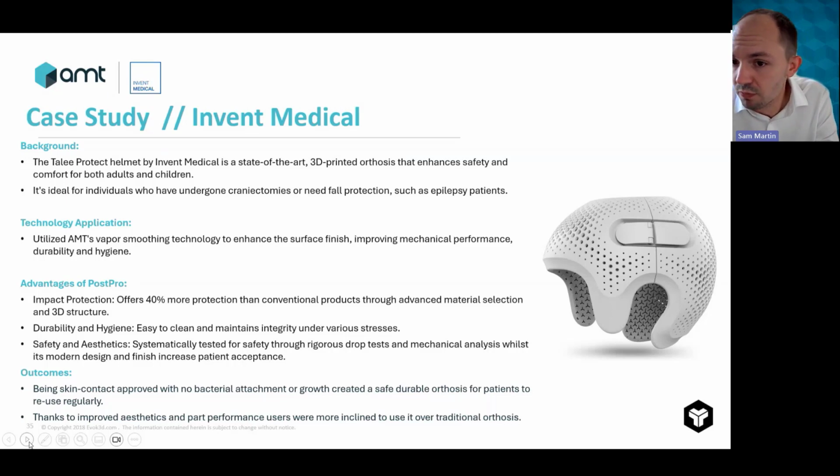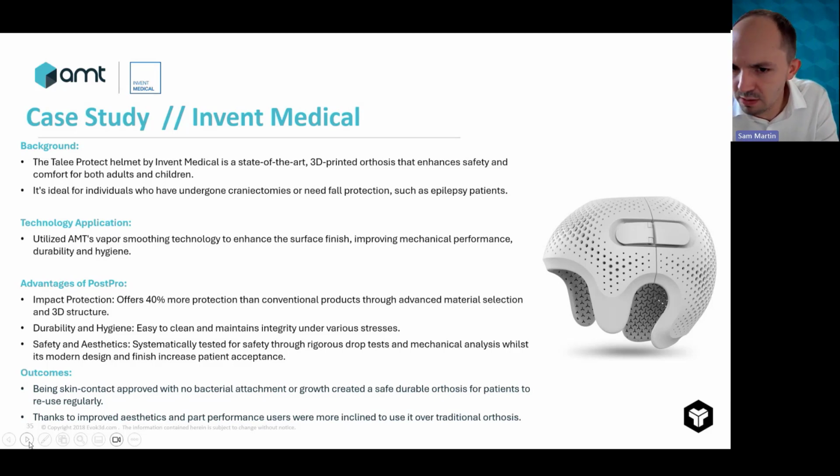With the vapor smoothing, it offered an additional 40% more protection than conventional products. It also maintained its durability and hygiene, making it safe and easy to use. Because of the target market of this product, aesthetics are very, very important. It's primarily used with children. They print in white SLS, but they dye vibrant colors, so you can have blue, pink, red, whatever you want. Visually, aesthetically pleasing parts are very important because the children won't put it on otherwise. With the vapor smoothing, you can dye before or after, and it enhances that color.